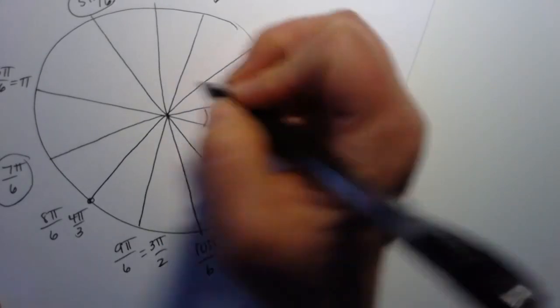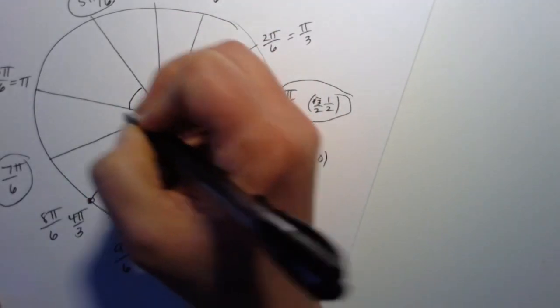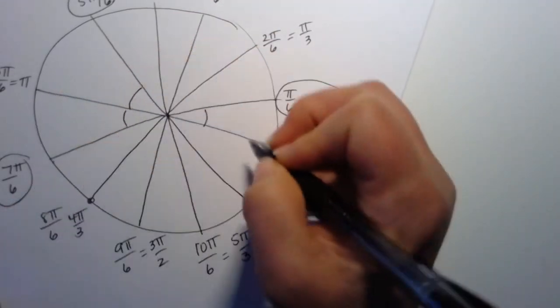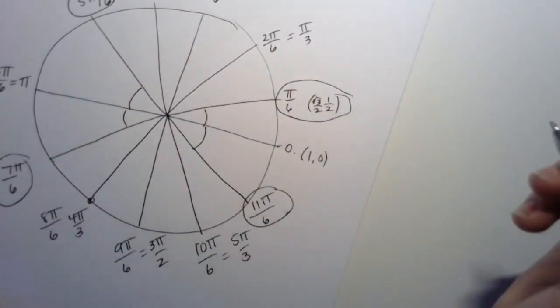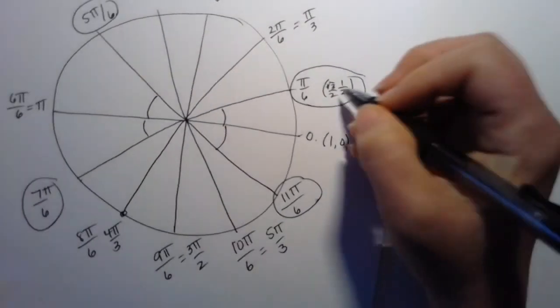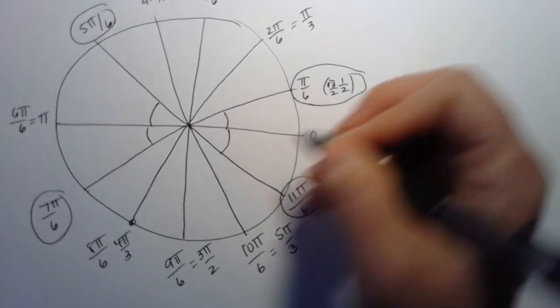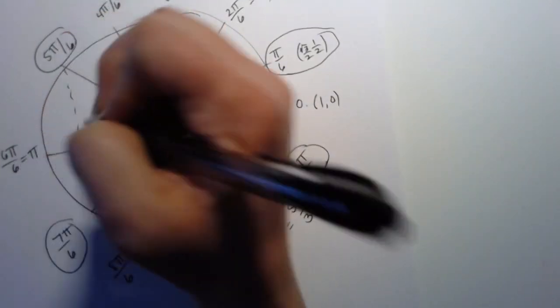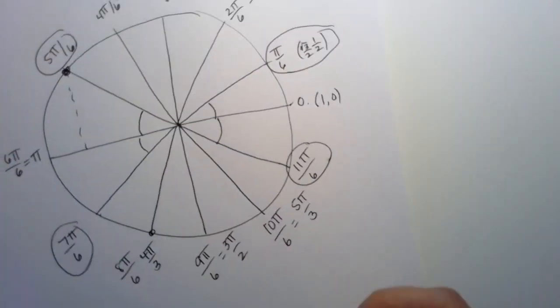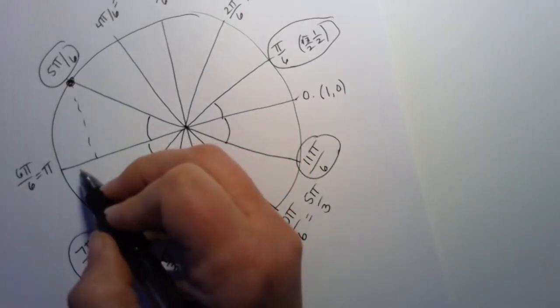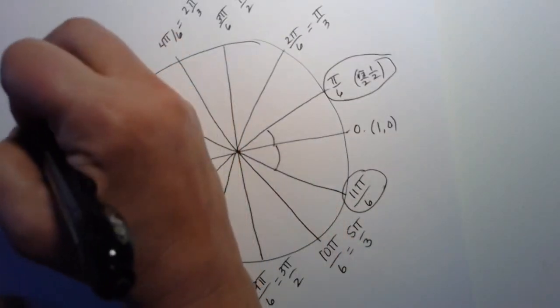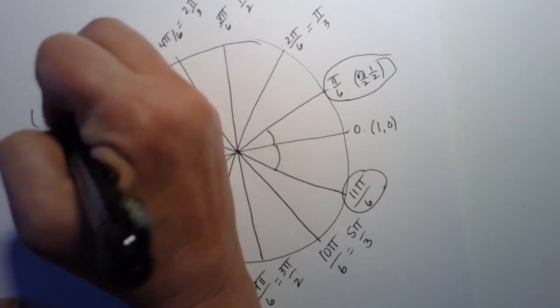So these three right here, these all make 30-degree reference angles. So if this one over here is square root of 3 over 2, 1/2, then that means that this same triangle over here would also have the same coordinates, just now my cosine is negative over here. So this one over here would be negative square root of 3 over 2, 1/2.